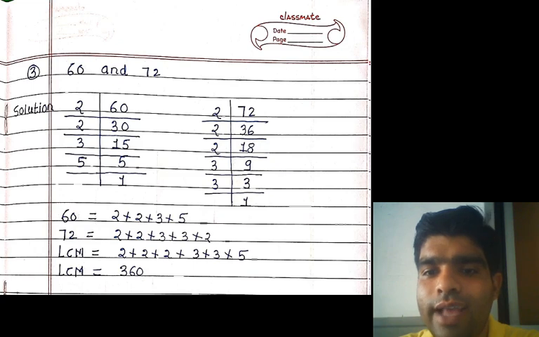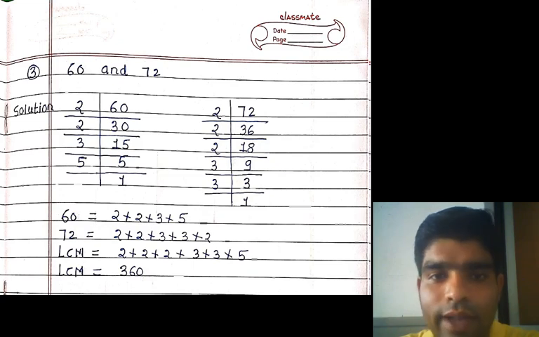Now check whether your answer is correct or not. 60 is equal to 2 multiplied by 2, your answer is 4. 4 multiplied by 3 is 12. 12 multiplied by 5, your answer is 60. It means that your answer is correct.